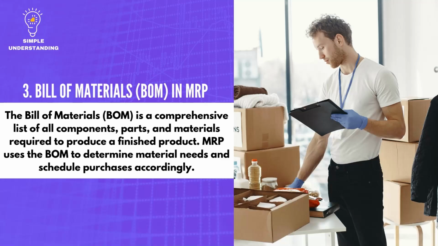3. Bill of Materials, BOM, in MRP. Explanation. The Bill of Materials, BOM, is a comprehensive list of all components, parts, and materials required to produce a finished product. MRP uses the BOM to determine material needs and schedule purchases accordingly.